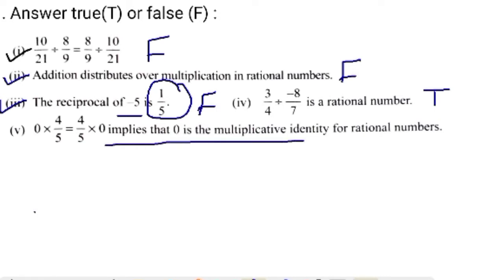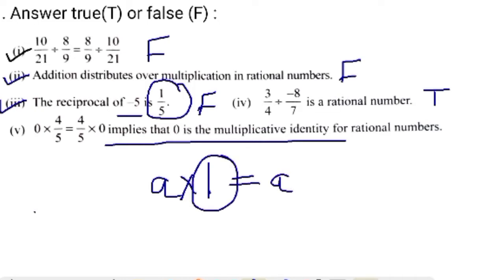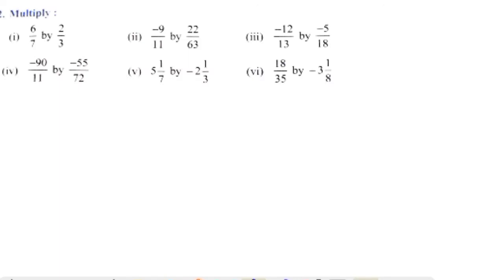Next, 0 multiply 4 upon 5 is equal to 4 upon 5 multiply 0, which implies that 0 is the multiplicative identity for rational numbers. 0 can never be a multiplicative identity, because when we multiply any whole number, any rational number with 0, we get 0. And multiplicative identity means if we multiply the multiplicative identity with any number, we get the same number. So the multiplicative identity is always 1. So this is false.